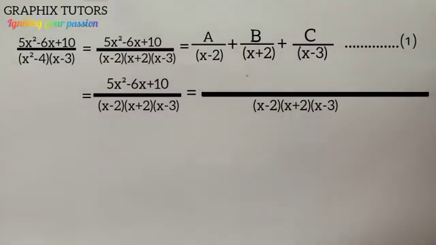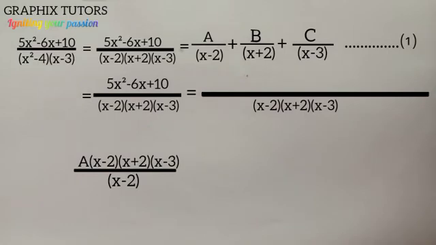Now, what you do here is this. The easiest way is to multiply A times the entire denominator you have here, so you have A times x minus 2 in bracket multiplied by x plus 2 in bracket multiplied by x minus 3 in bracket, all over x minus 2. So I'm taking the first value there to multiply. Now the x minus 2 in the denominator will cancel the x minus 2 in the numerator. We'll be left with A into bracket x plus 2 in bracket multiplied by x minus 3 in bracket.